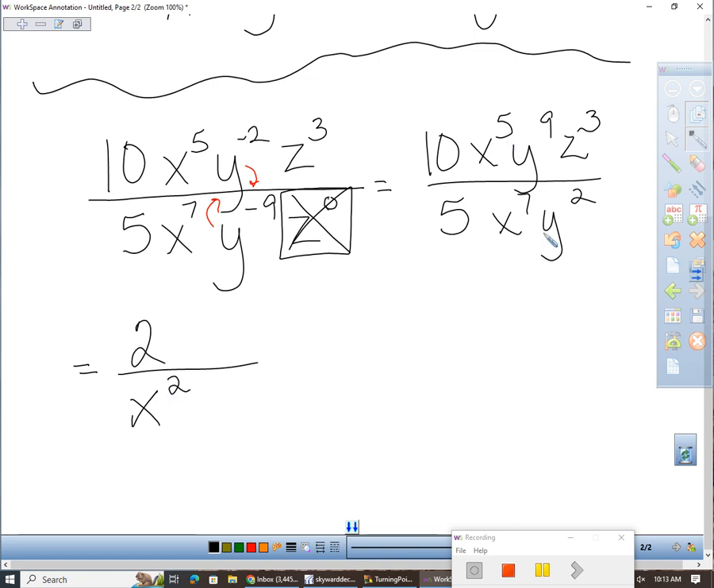Now we go to our y's. Where do I have more y's? On the top, so I'll put my y on the top. How many more do I have? 7. And last but not least, I have my z to the 3rd. Where does that go? Stays on the top. So we just put all of our rules all together. Didn't even notice, did you? That's great. Any questions? No, we're okay so far?